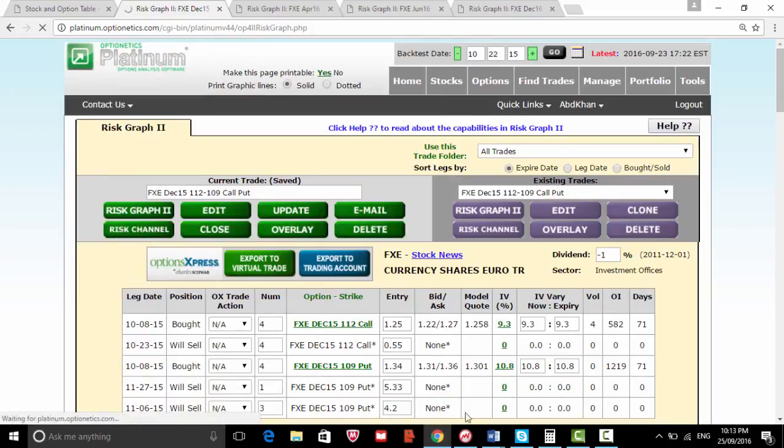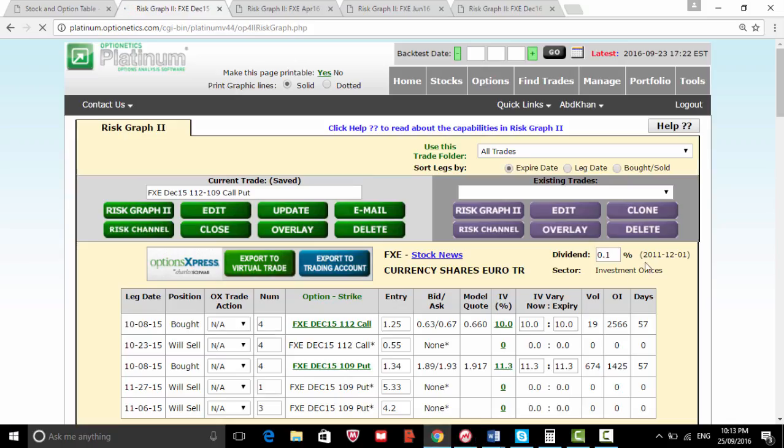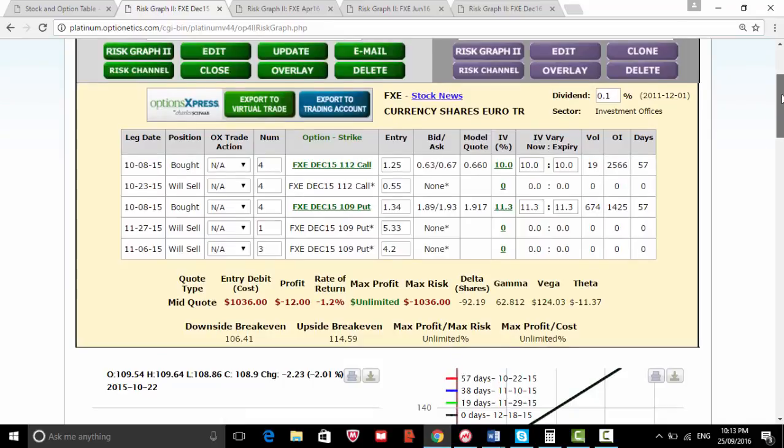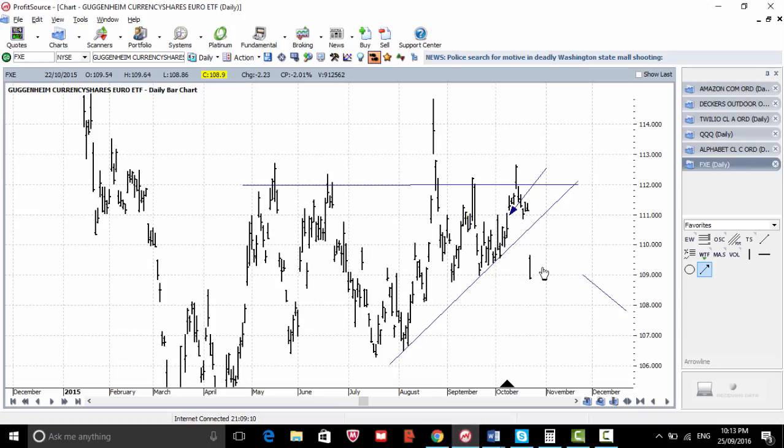And the euro in this case is trading at around 108.9. Let's take a look at where our position is. What's the status of our position? You can see that we're only down by about $12. So we haven't made any money, even though this is a massive move down.